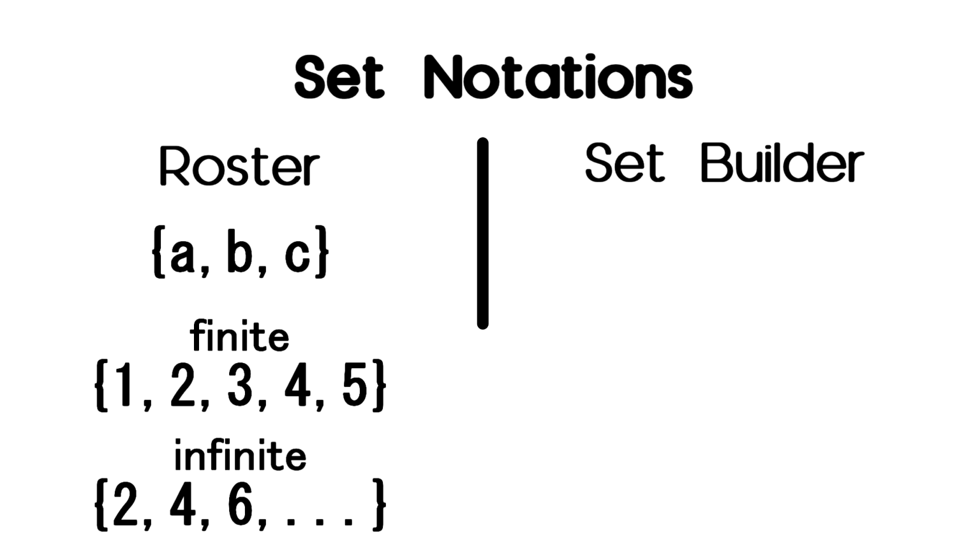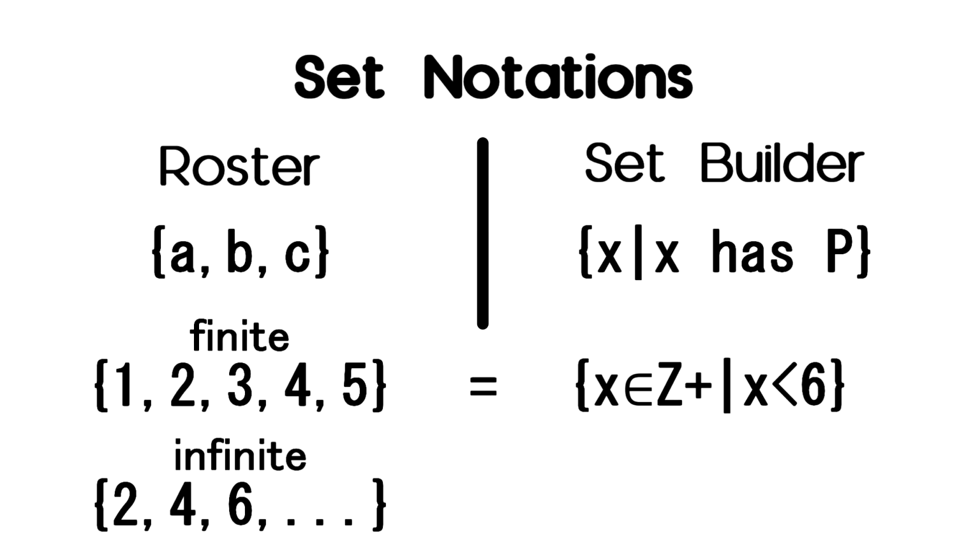Another method is using the set builder notation, by stating the property or properties elements must have to be members of this set. This method is usually used to simplify sets with plenty of elements. We read this as x such that x has a property P or any condition C. Or we can equate these two sets and say this is the set of positive integers x such that x is less than 6, or the set 2 times n such that n is a positive integer.